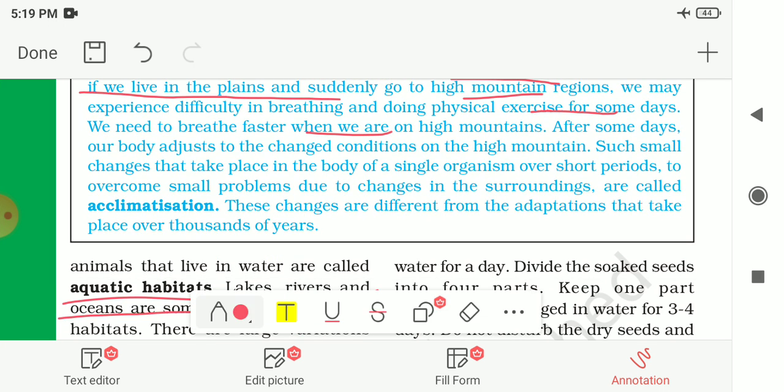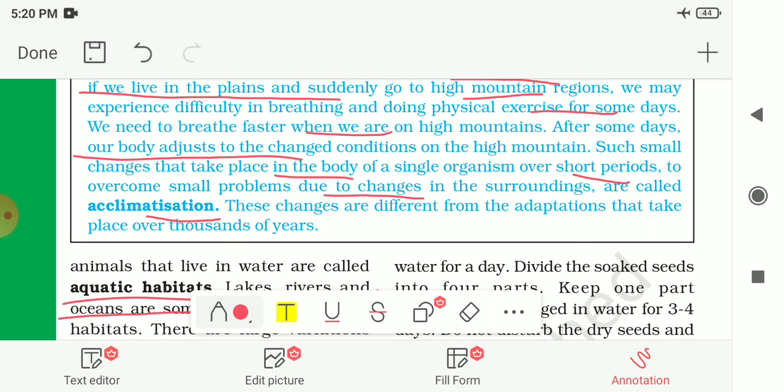After doing some physical exercise for some days, and by practicing taking faster breaths, after some days our body adjusts to the changed conditions on the high mountains. Our body adapts to the surrounding of this high mountain. This change is small and is for a short period of time. A change that takes place in the body of a single organism over a short period to overcome small problems due to changes in the surrounding is called acclimatization. So these changes are known as acclimatization.